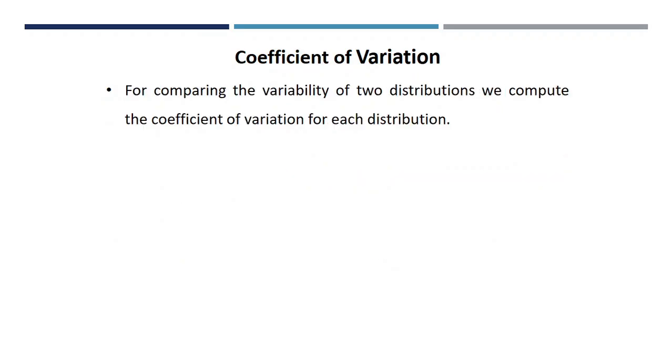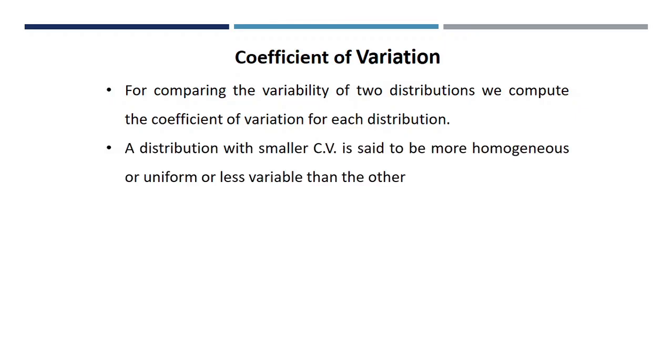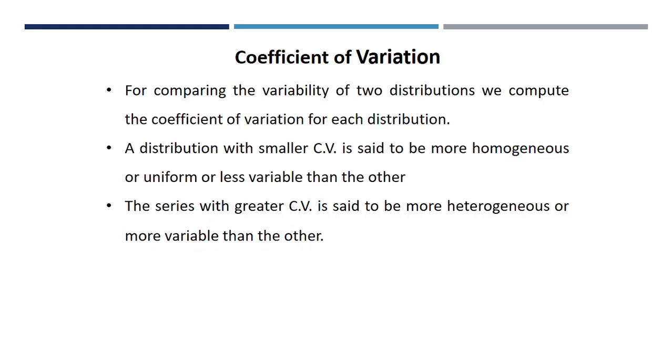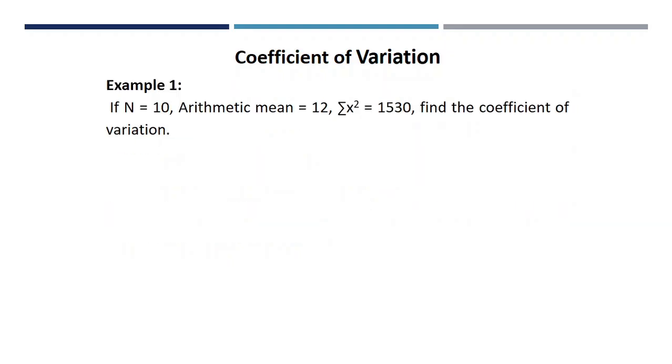For comparing the variability of two distributions, we compute the coefficient of variation for each distribution. Coefficient of variation is based on the standard deviation, which is a measure of dispersion. A distribution with a smaller coefficient of variation is said to be more homogeneous, compact, uniform or less variable than the other. But a distribution with a higher coefficient of variation is said to be more heterogeneous or more variable than the other one.